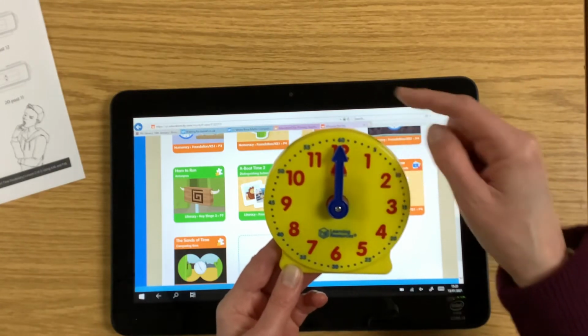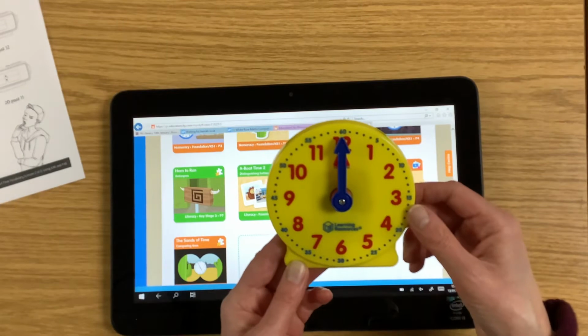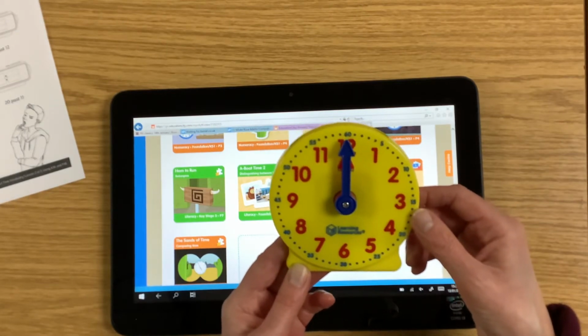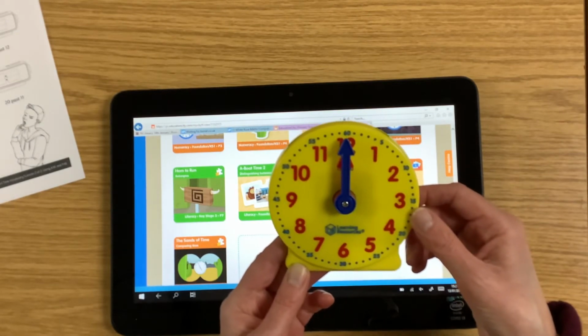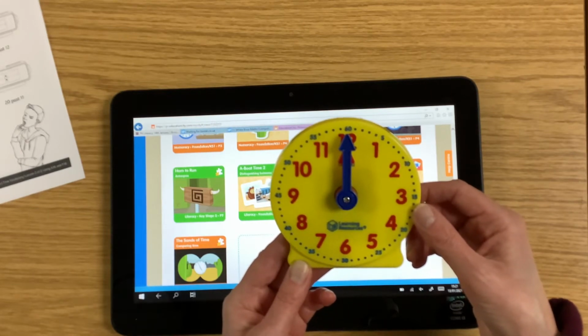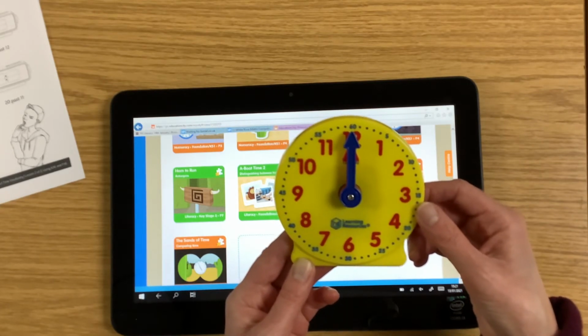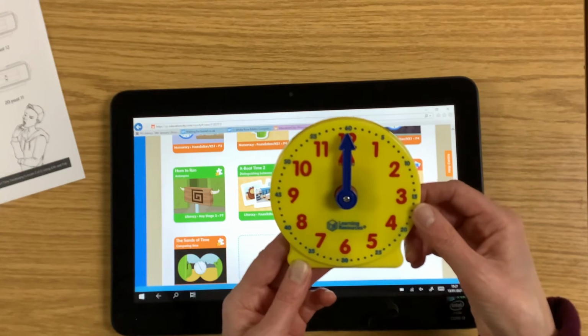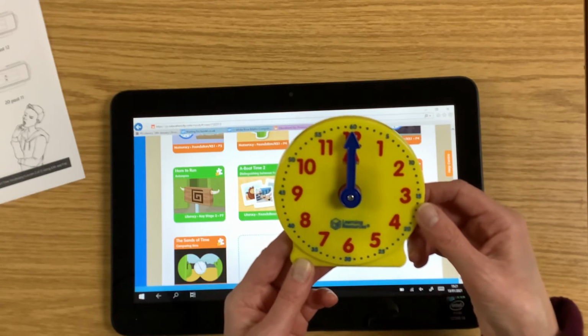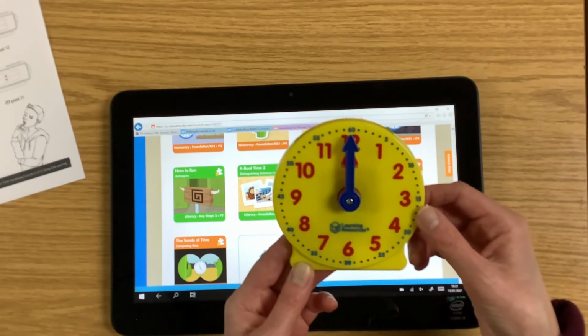Now, because the day is divided into 2 groups of 12 hours, it can get very confusing if we're not sure which group of 12 hours we're actually looking at. So for example, if I wanted to watch a TV programme and I was told that TV programme begins at 8 o'clock, is that 8 o'clock in the morning or is that 8 o'clock at night? Well, to help me out, we use words such as AM and PM.